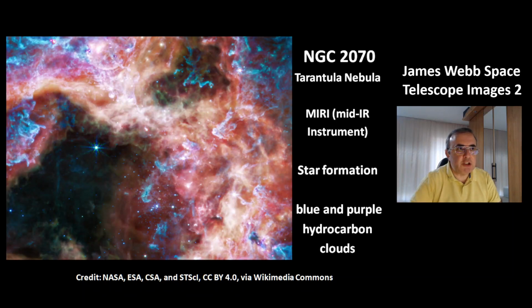This is a detailed picture with the MIRI mid-infrared instrument of the James Webb Space Telescope. It shows you the star formation, and the blue and the purple parts are from hydrocarbon.